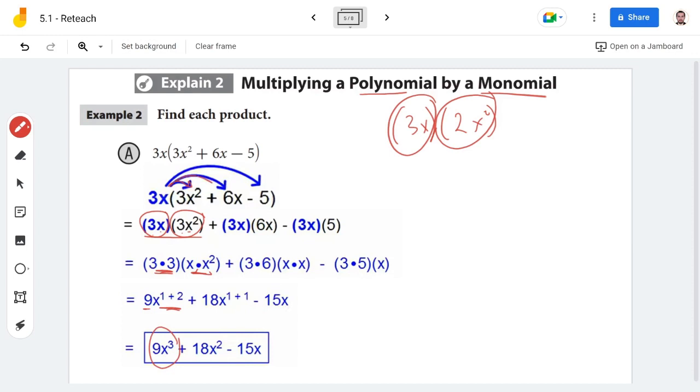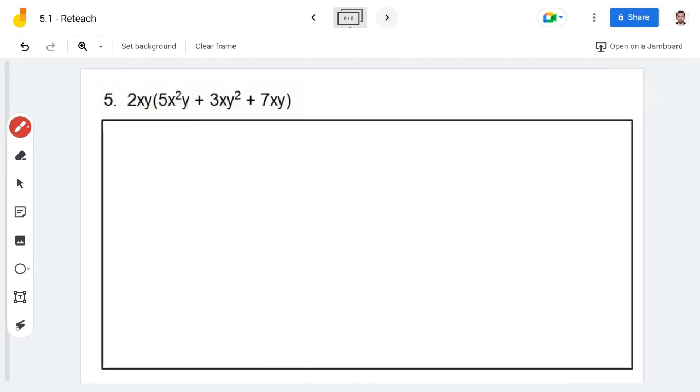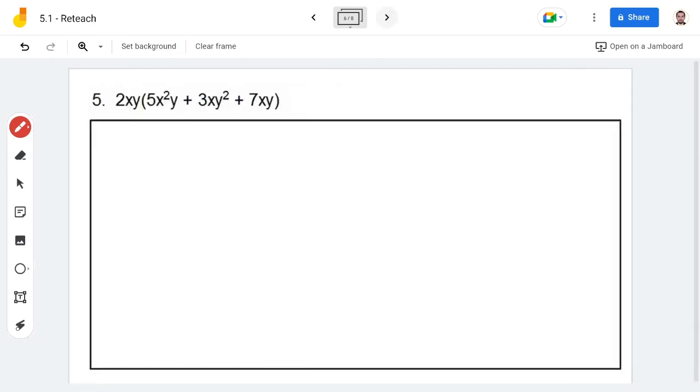Same thing if we do it for the 6x. So 6x times 3x, we multiply the numbers together, we add the exponents of the variables, then we get the answer, which is 18x squared. We do the same thing for the negative 5. 3x times 5, 3 times 5 is equal to 15x, so we keep the 15x because we can't simplify. Okay, I hope that's clear. It's an easy question, easy.